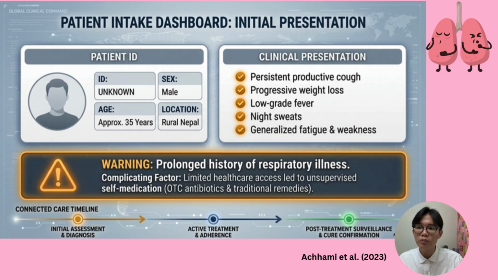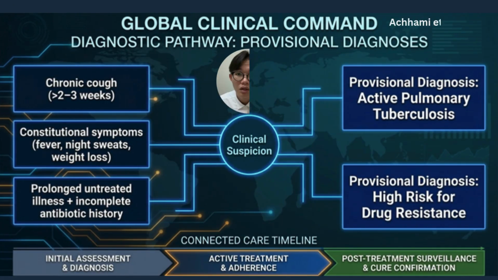The patient developed a persistent productive cough, progressive weight loss, low-grade fever, night sweats, and generalized weakness. This scenario reflects a major public health challenge in tuberculosis management, especially delayed diagnosis and poor treatment adherence. As future healthcare professionals, this reminds us that early intervention is extremely important in preventing complications and disease transmission.